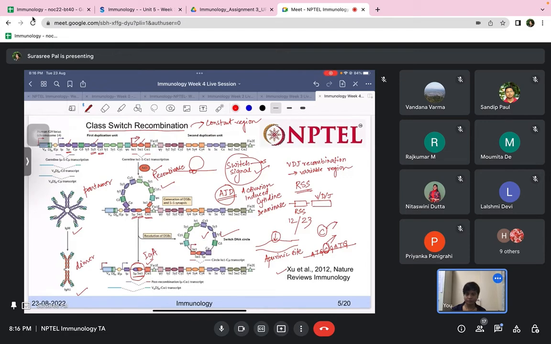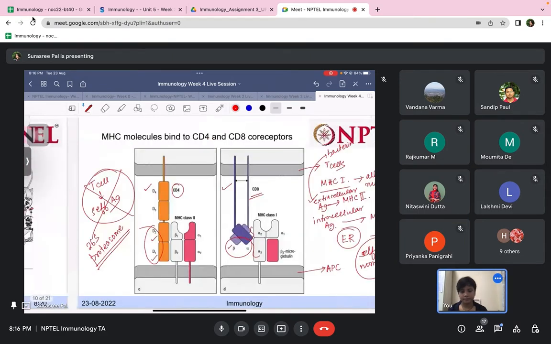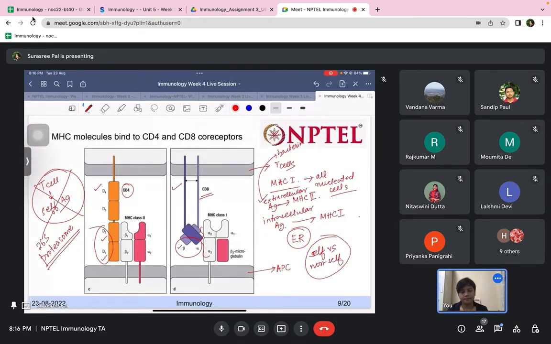Is that more or less clear with you? The diversity of antibody? Yes, ma'am. Thank you. Okay, all right, any other doubt? If not, then I'll go to the question answer segment.